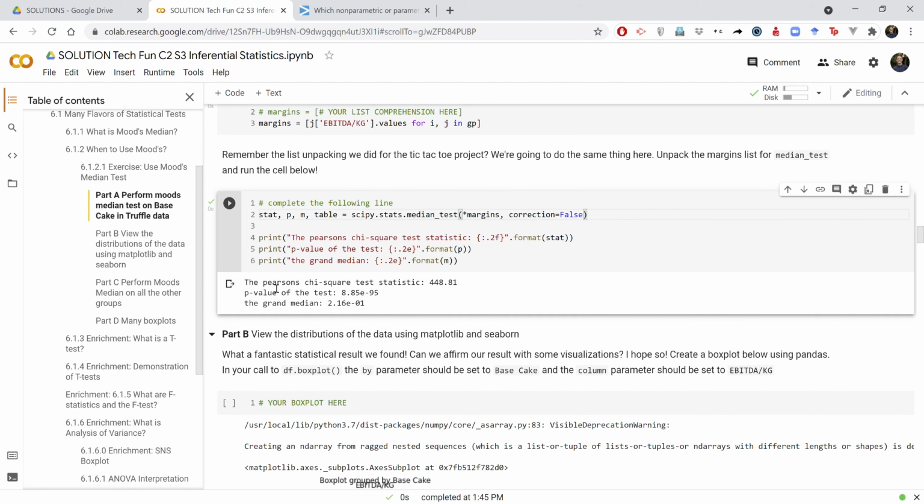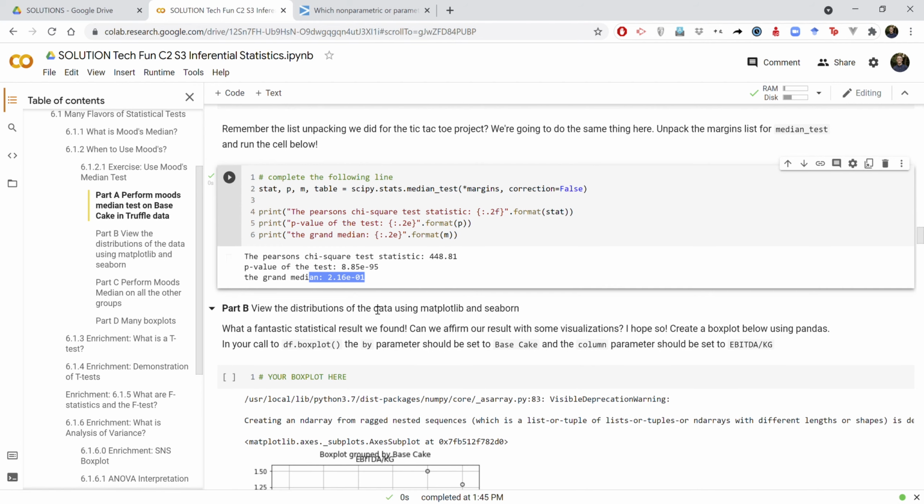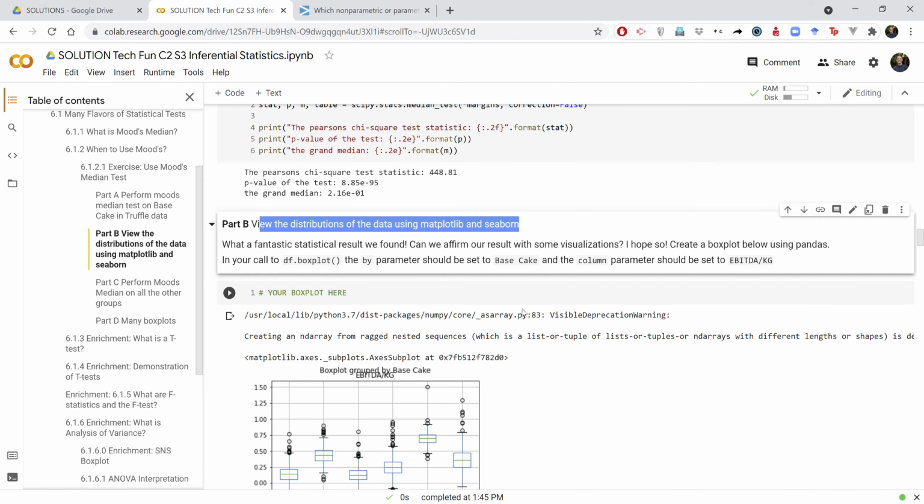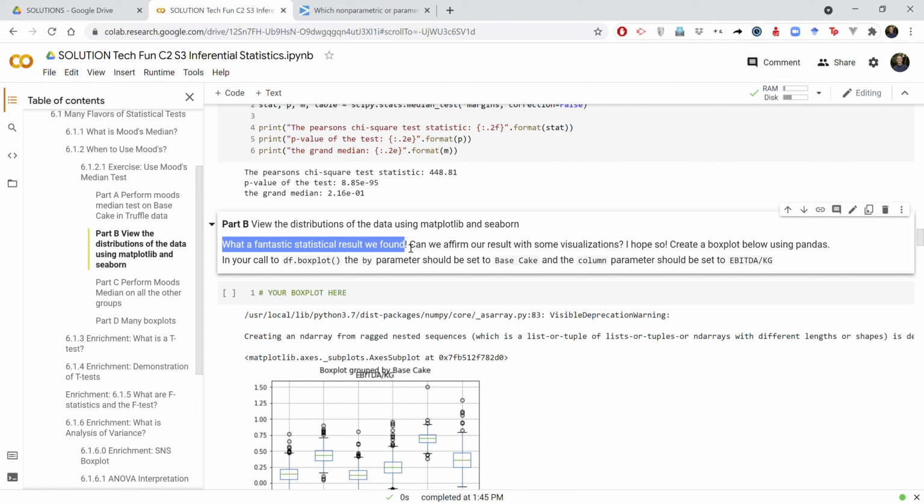Cool. The Pearson's chi-square test statistic is 448. The p-value is very low, and the grand median is low as well. Part B. View the distributions of the data using matplotlib and Seaborn. What a fantastical statistical result we found. Can we affirm our result with some visualizations? I hope so. Create a box plot below using pandas.